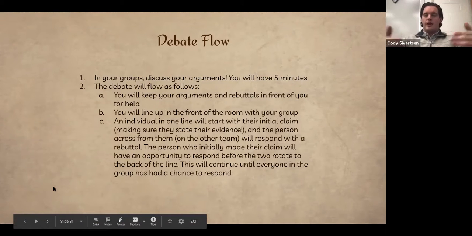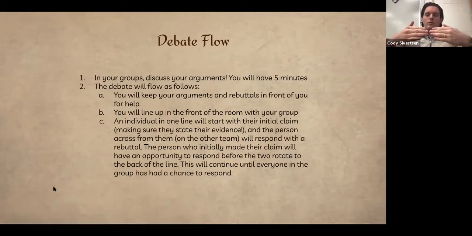To start, the kids are going to line up in front of the room. It kind of looks like this: one hand is one side of the argument, and the kids will be lined up, and the other hand is the other side of the debate, and those kids will be lined up facing each other. And then I'll be in the middle. I'll say, okay, you guys are democracy, you guys are authoritarianism. Person in the front of the line for democracy, give your claim.